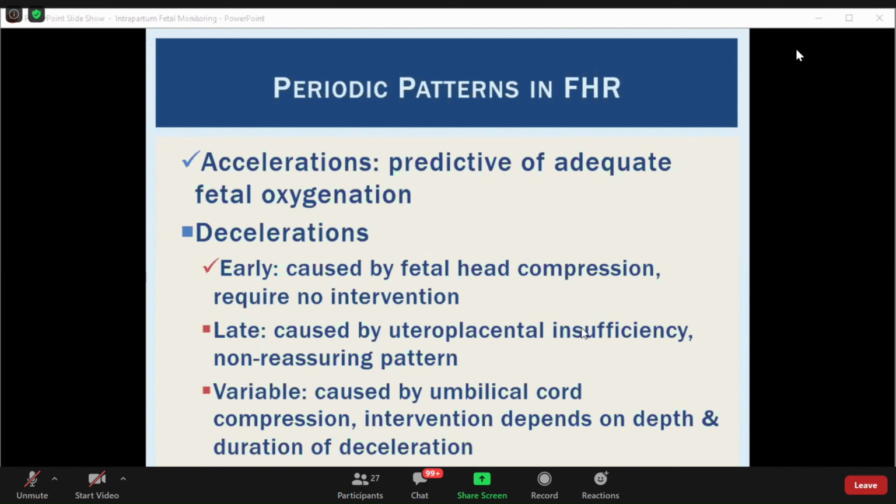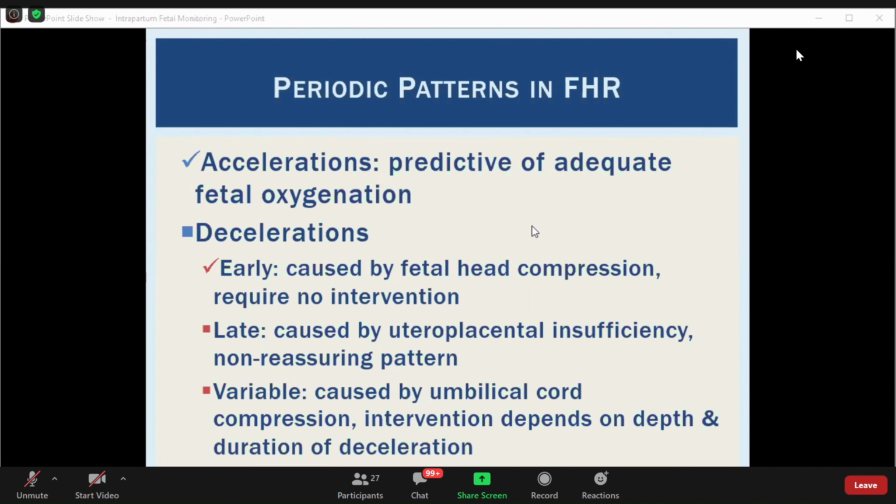So in a non-reassuring pattern, the nadir where the fetal heart rate drops happens after the peak of the contraction. It's just what it sounds like. It's late. Now, by comparison, the word early is a little bit deceptive when we talk about early decels because they actually happen at the same time, but I didn't name these things, okay? These are the names that I found.